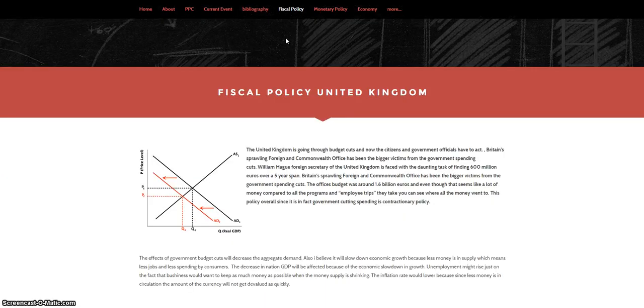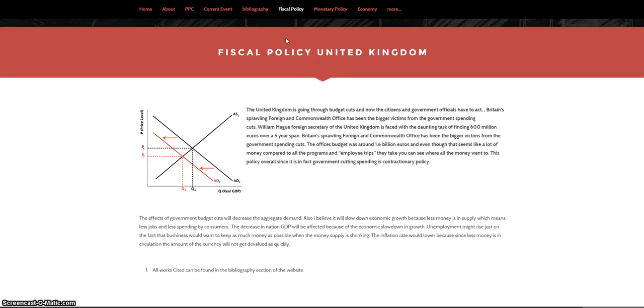The next place we're going to go is the fiscal policy. This one's really just explaining how the government wants to cut $600 million from their budget. So that makes it a contractionary policy. They want to do this over 5 years just to kind of get the deficit down from spending.